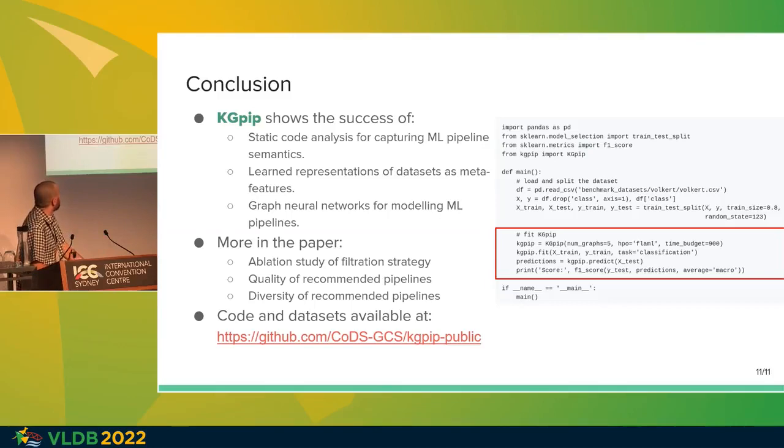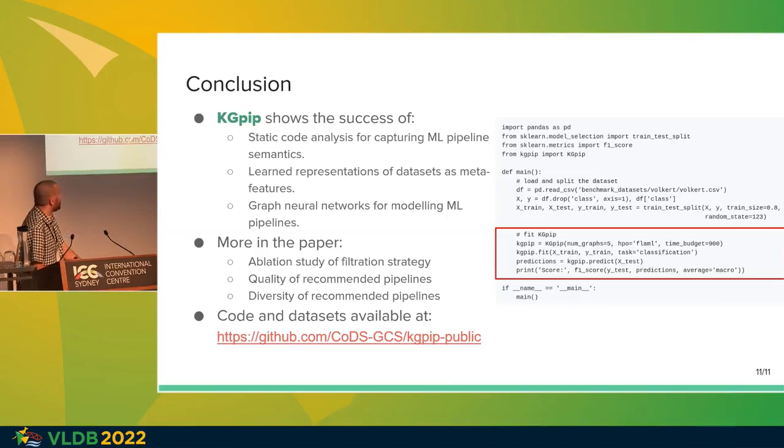So in summary, KGPIP shows the success of, one, static code analysis as a scalable way to capture the ML pipeline semantics. Second, the learned representation of datasets as meta features. Third, graph neural networks for modeling ML pipelines.